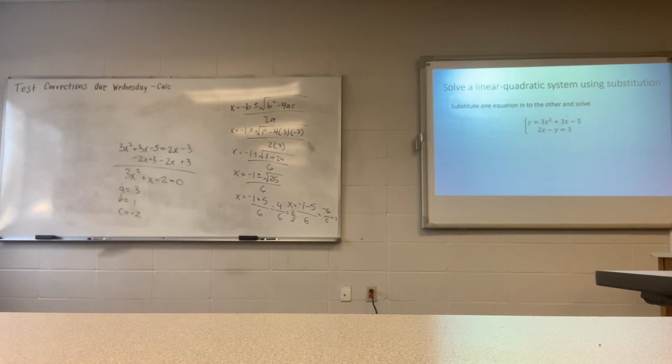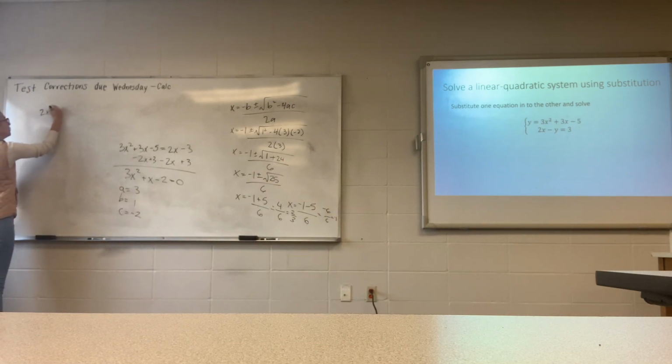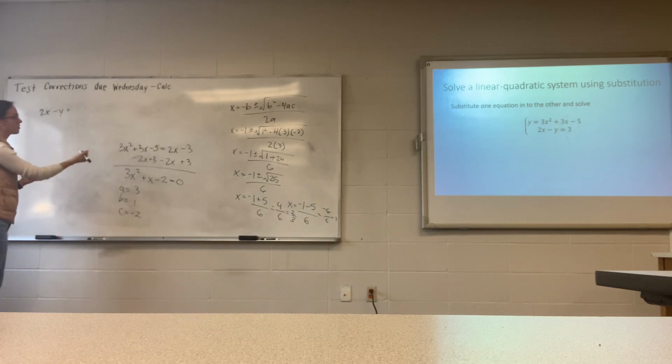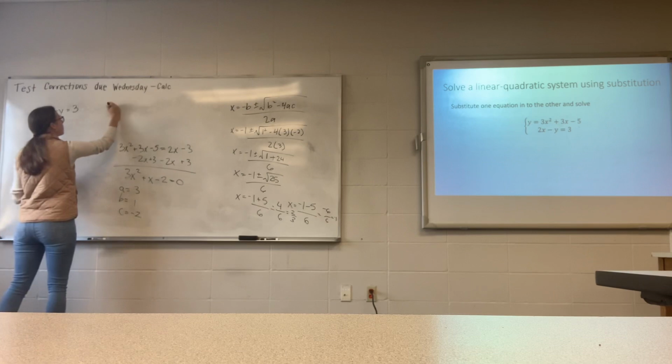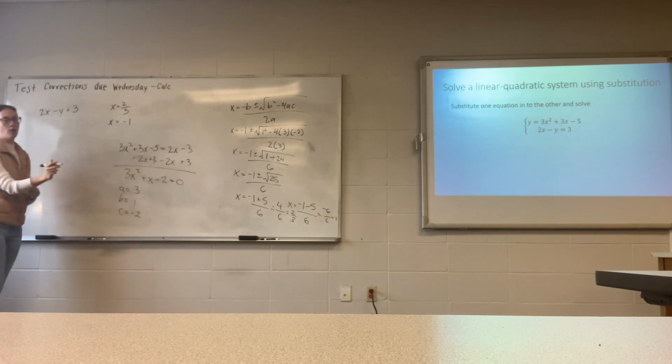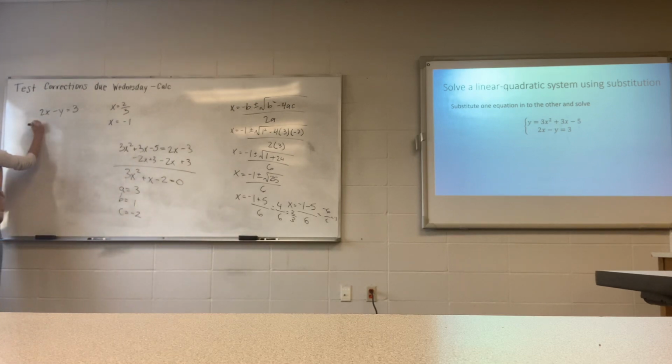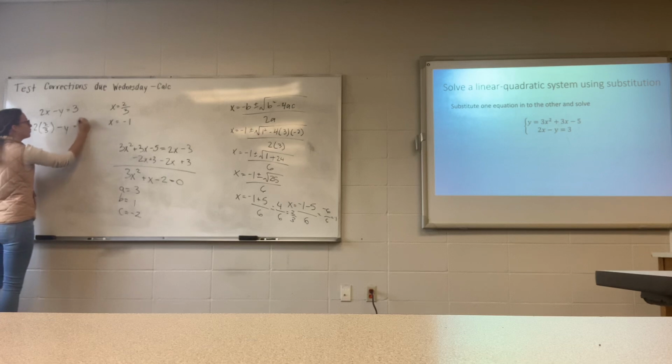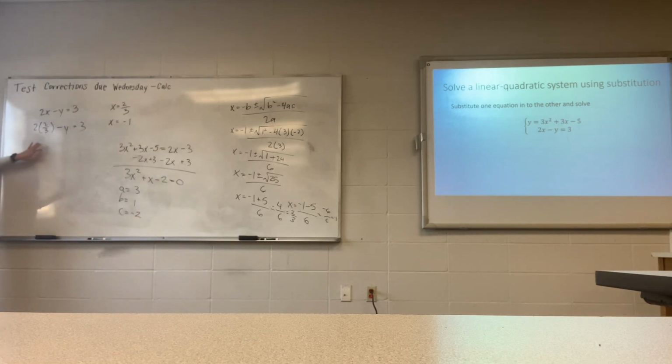Which one do you want to put them in? Do you want to put them in the linear one or the quadratic? The linear seems easier to me. So if we plug them in, the 2x minus y equals 3. I'm going to plug in 2/3 because I have x equals 2/3, and then I'm also going to plug in -1. If I plug in 2/3, I'd have 2 times 2/3 minus y equals 3. So we need to just solve this for y.